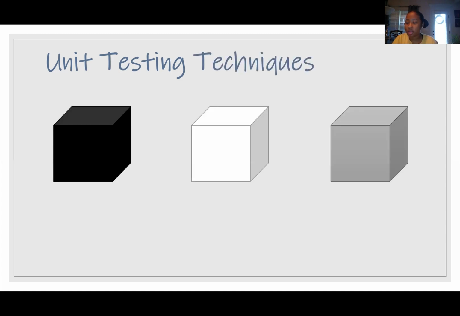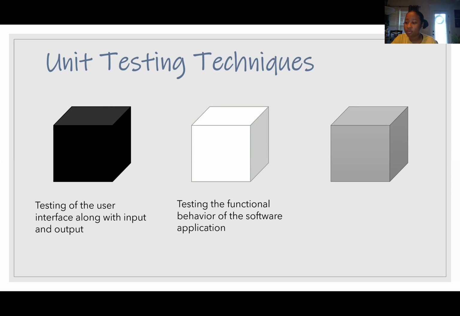Unit testing techniques are categorized into three parts: black box, white box, and gray box. Black box testing involves testing of the user interface along with input and output. White box testing involves testing the functional behavior of the software application, and gray box testing involves executing test suites, test methods, test cases, and performing risk analysis.